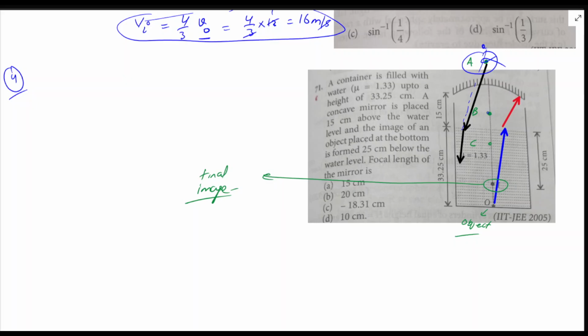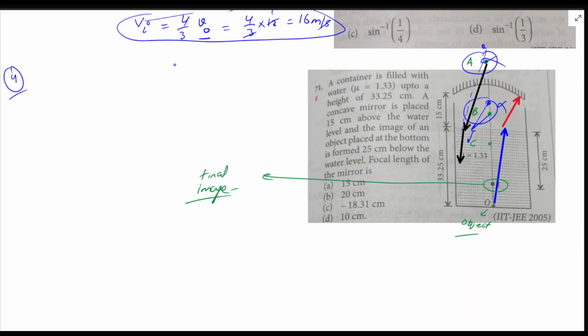Let's check B. For the B case, it is again similar. If rays go like this, they will bend towards the normal, and again the image will form here. The final image will be here, not here. So again at B, the image won't be. So the image should not be at B after the reflection from the mirror, right? So only the C point will be left.